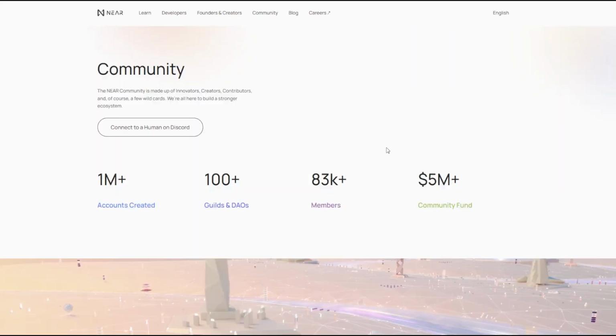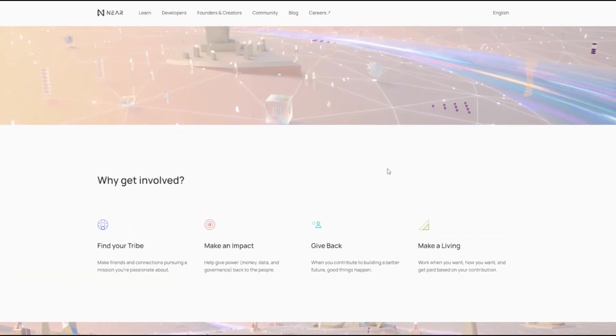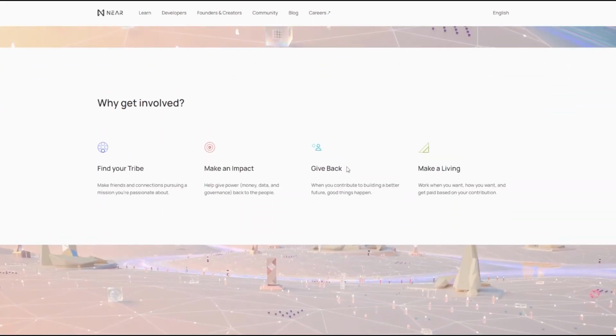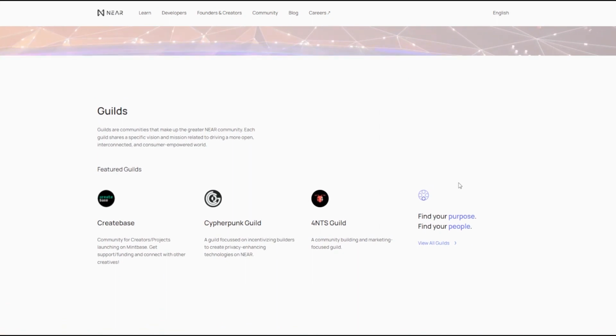Now, when it comes to the community, over 1 million accounts were created as well, over 100 plus guilds and DAOs, 83,000 members, 5 million plus in the community fund, and basically you can become a part of this whole tribe right here. So you can make friends and connections pursuing an experience in the blockchain world. So whether you want to grow your business or you want to grow your blockchain, you can do anything. You can make an impact with all of these other people, give back to the community, and basically make a living using Web3 services. Now, these guilds are pretty cool, and they're communities that make up the Near community itself.